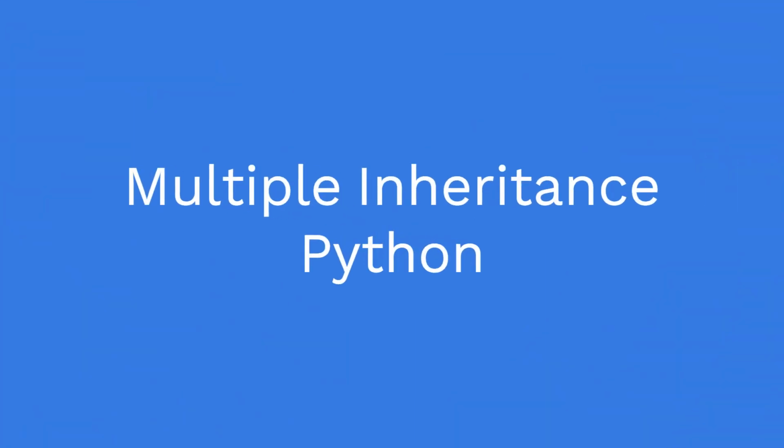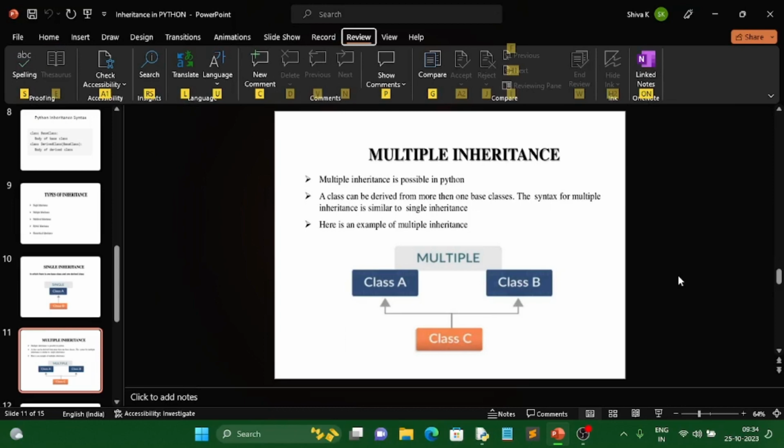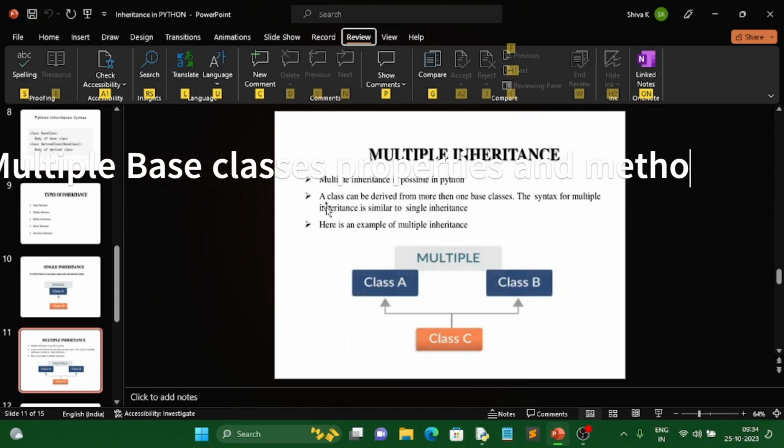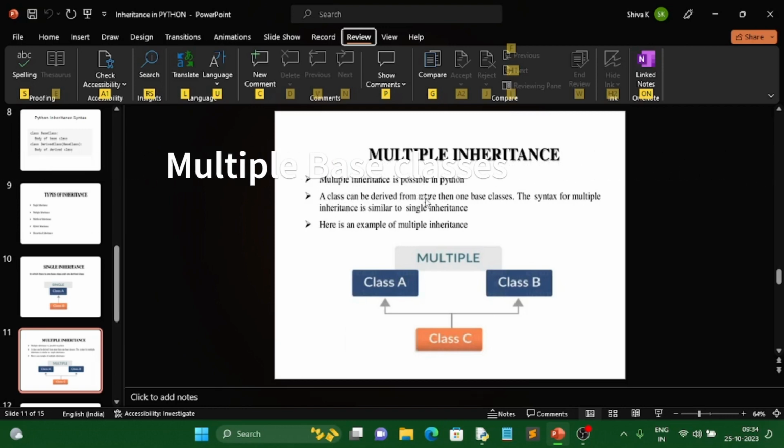Welcome back. In this session, we'll discuss how to create an example of multiple inheritance using Python code. So first, let us look into what exactly multiple inheritance is. Multiple inheritance is possible in Python, of course, and a class can be derived from more than one class or more than one base class.